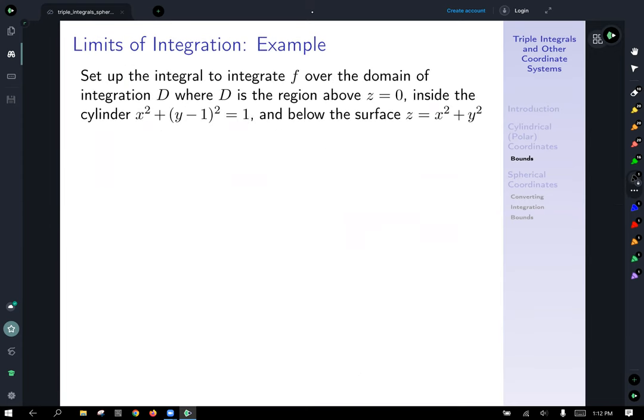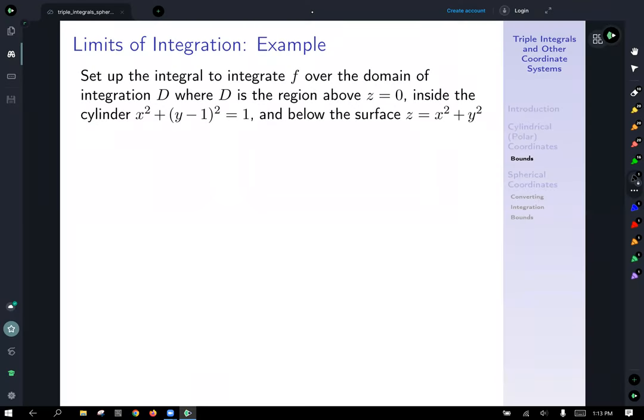So let's try an example here. We're not going to integrate this. We're just going to say, let's do a general triple integral over some function f, and I'm deliberately not telling us what the function is, over the domain of integration D, where D is the region above the z equals zero plane, inside the cylinder x squared plus the quantity y minus one squared equals one, and below the surface z equals x squared plus y squared.